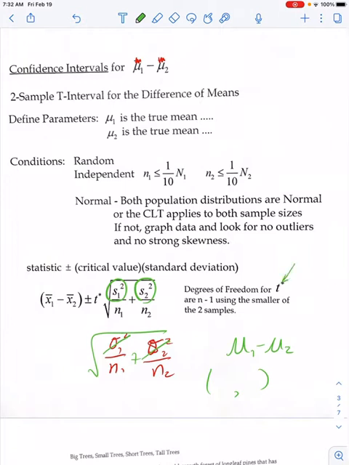For your T-star, now you have 2 sample sizes. So your degrees of freedom to find your T-star is going to be n minus 1. But remember, you have 2 samples, and they don't necessarily have the same sample sizes. So it's n minus 1 using the smaller of the 2 samples.